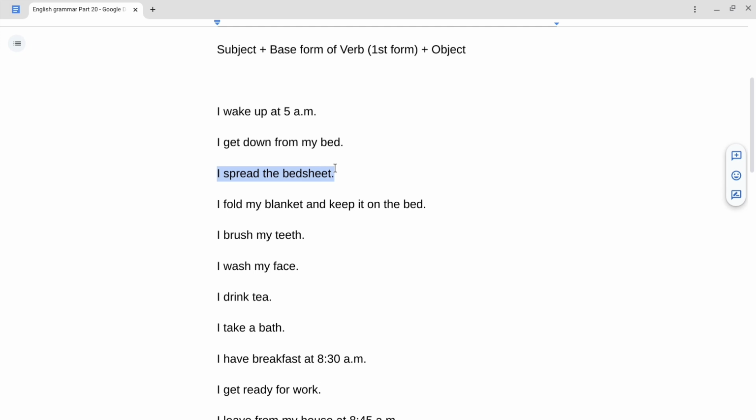Spread, what is the meaning of spread? Okay, because you have been using that bed sheet at night, normally it will be wrinkled. It will be a little bit wrinkled, right? So what you have to do, you spread the bed sheet in a proper manner. Okay. After that, what do you do?